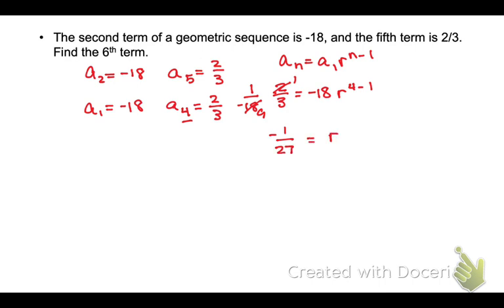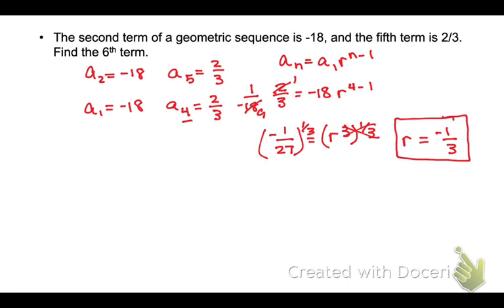Equals r to the third. So how do I get rid of the third? Take the cube root, or take it to the 1/3 power. So over here I just get r. The cube root of negative 1 is negative 1, and the cube root of 27 is 3. So what is r? R is negative 1/3.